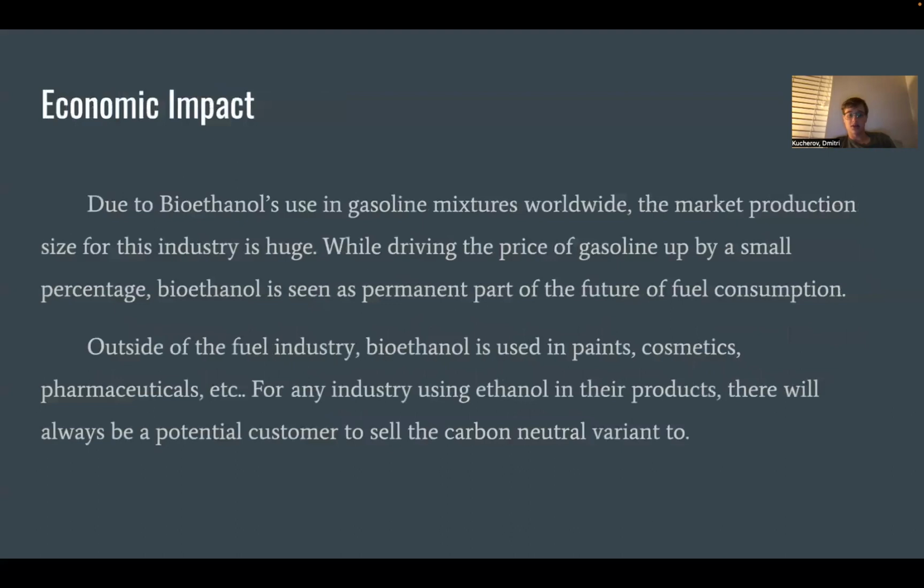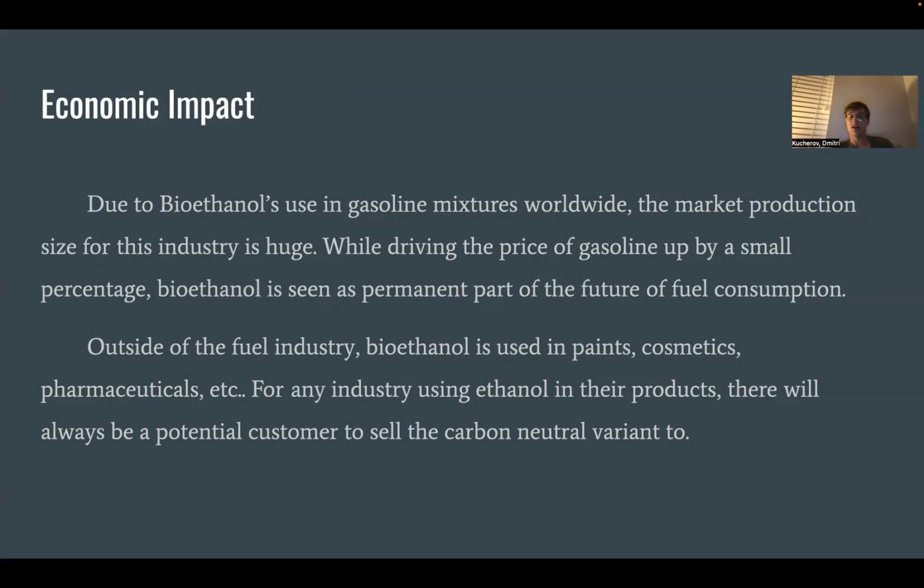While driving the price of gasoline up by a small percentage, bioethanol is seen as a permanent part of the future of fuel consumption. Like I said, if you go to the gas station, you will see an E number. This determines how much ethanol is within your ethanol gasoline mix. There's also some additives in there depending on what gas station you go to, but it is in every gas station. I wouldn't say every. I'm sure there's some out there with just pure gasoline mixes. I have never seen them, but in my current location and everywhere I've grown up, in the United States at least, there has been an ethanol mix within our fuel that we use for our vehicles.